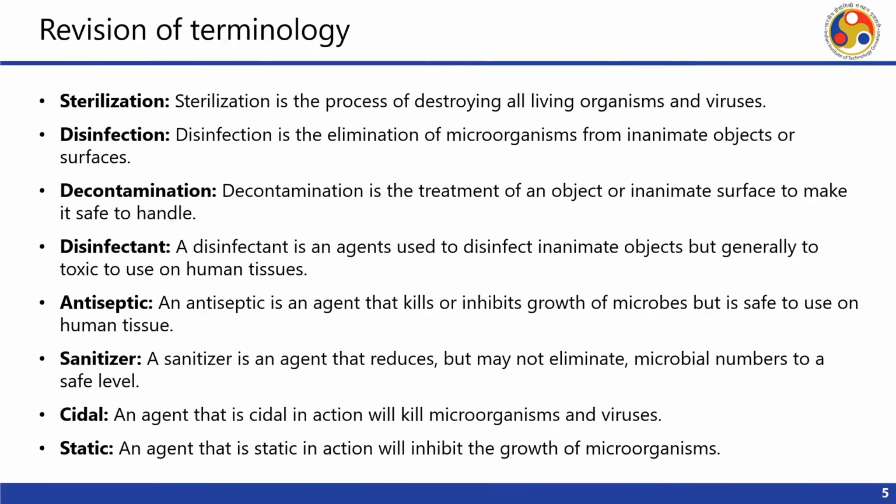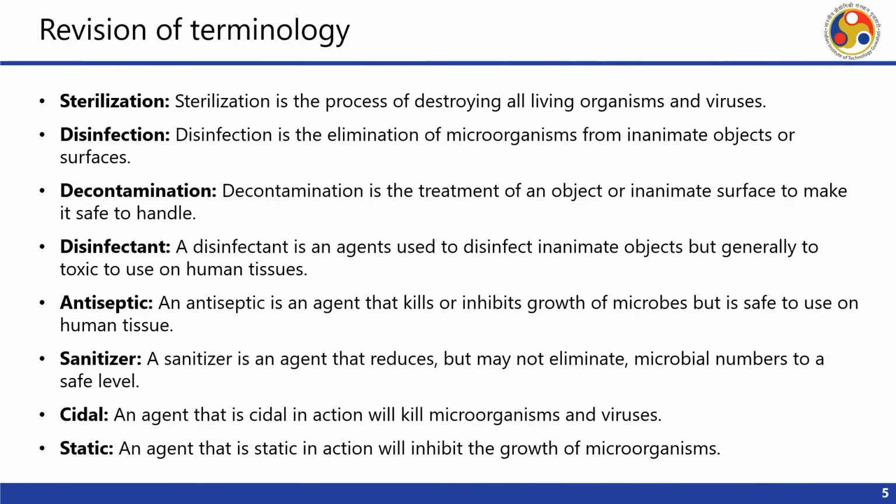So, let us briefly have a recap of the terminology that we learned in the last class. Sterilization is the process of destroying all living microorganisms and viruses. Disinfection is the elimination of microorganisms from inanimate objects or surfaces. Decontamination is the treatment of an object or inanimate surface to make it safe to handle. Disinfectants are agents used to disinfect inanimate objects but generally toxic to use on human tissues. Antiseptic is an agent that kills or inhibits growth of microbes but is safe to use on human tissue.